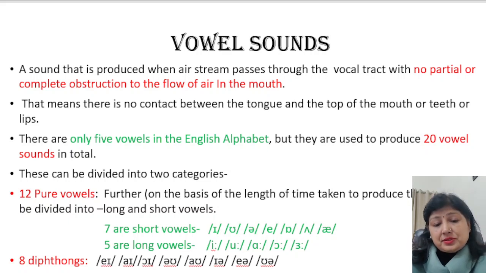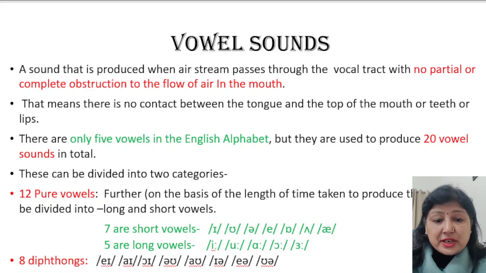These vowels can again be divided into two parts. Out of 20, 12 are the pure vowel sounds, the single sounds, and 8 are the diphthongs. We also know them as glides or the double sounds. Pure vowel sounds are again divided into two parts. 7 are the short vowels, based on the length of time taken to produce them, and 5 are the long vowels.